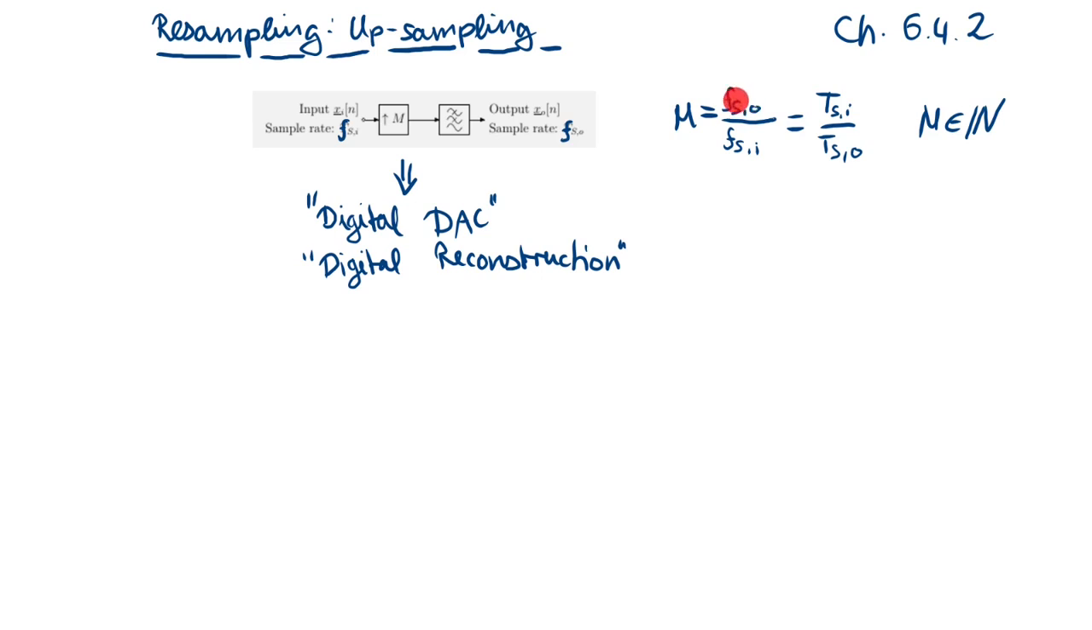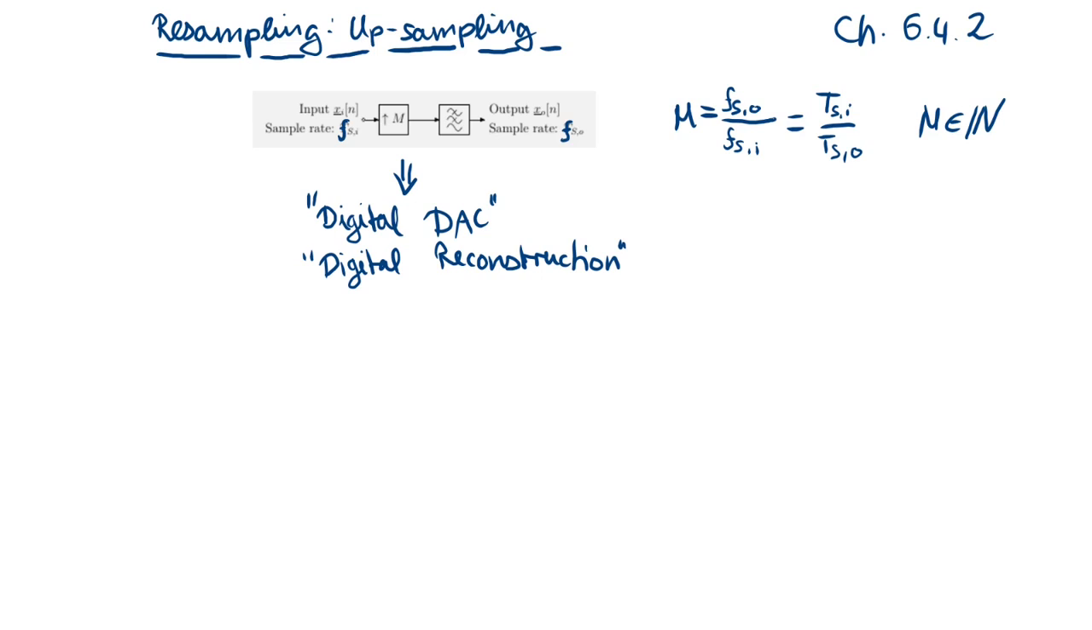So here the output sampling frequency is above here, and it is divided by the input sampling frequency. So that's the other way than we had in the downsampling case. Please mind this.